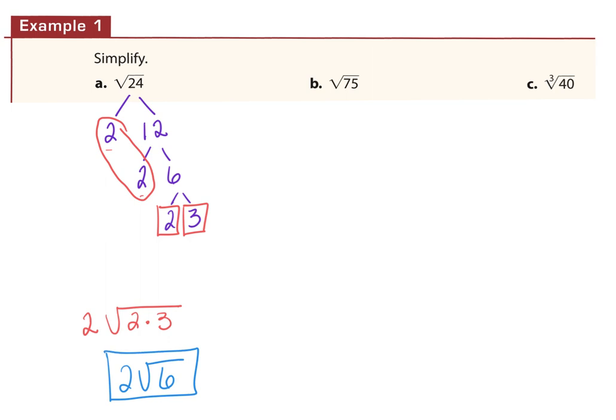And that is my answer. All right? So I'm going to do the same thing with 75. What's an easy number that you automatically know goes into 75? 5, all right? And so I'm going to say 5, and I'm going to divide this. What is 75 divided by 5? 15, all right?